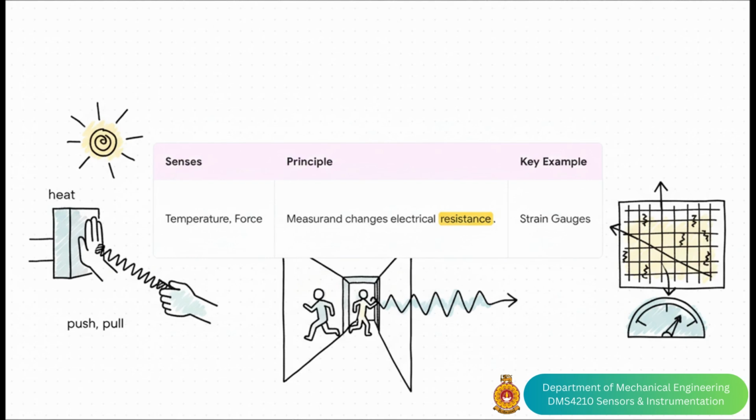It's kind of like electricity trying to run down a hallway. If you stretch or squeeze that hallway, it gets narrower and longer, making it harder for the current to get through. A sensor just measures that change in difficulty, that resistance, to figure out exactly how much force is being applied.